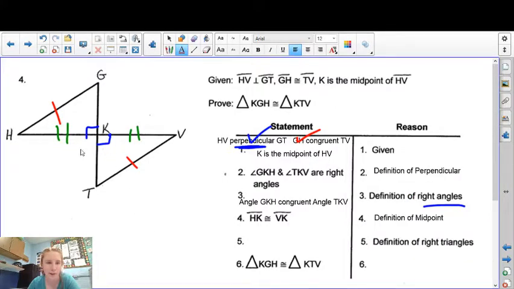So then I say, hey, look, it's a right triangle. So then I can say that triangle KGH and triangle KTV are right triangles. Again, I've got a right angle, I've got a hypotenuse, I've got some legs. So therefore, these guys are congruent by hypotenuse leg. It's a long one.